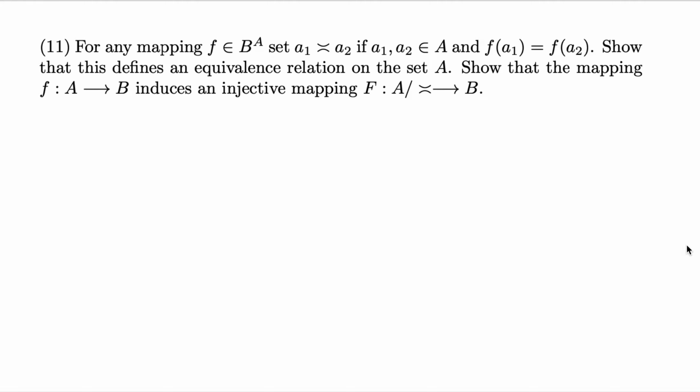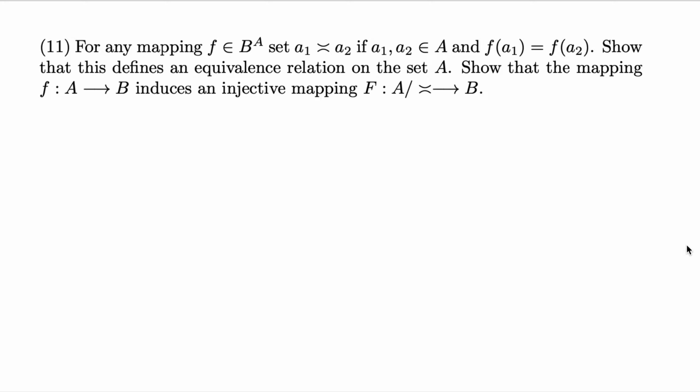Today we'll be approaching this problem 11 from Gunning's book. The question is, for any mapping f from A to B, we set two elements equivalent if, for those two elements, A1 and A2 within the domain A, we have f of A1 is equal to f of A2. That is, as long as their outputs are the same, we set them equivalent to one another.